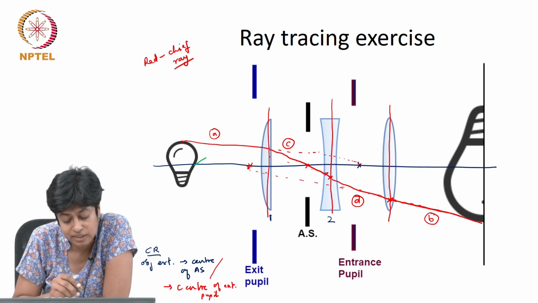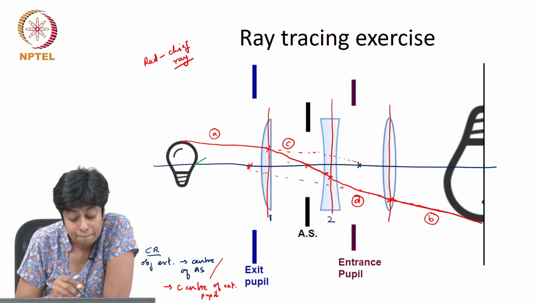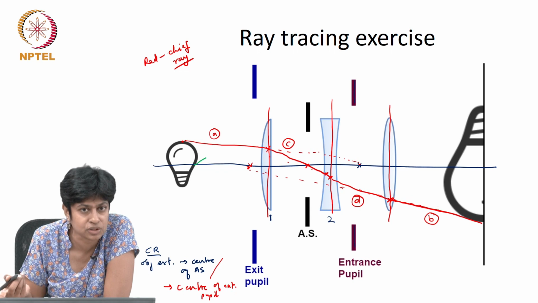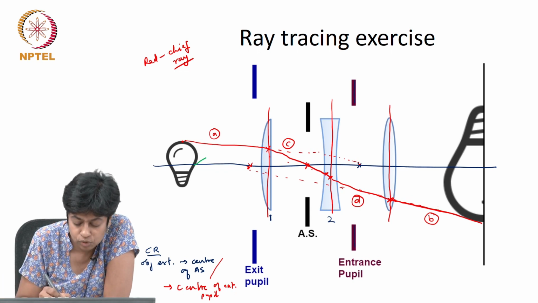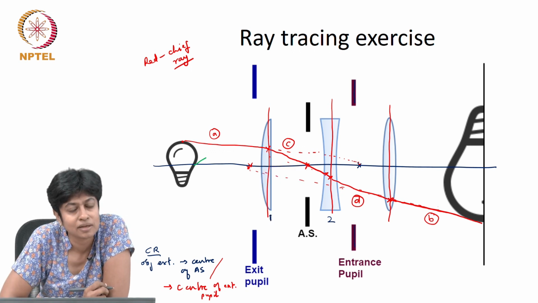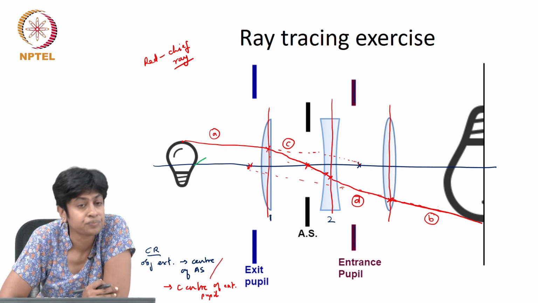How did we draw segment C? Well, from this point, we know the ray must go through the center of the aperture stop, since the next element is the aperture stop. So I know I have to draw a straight line from this point to this point. And so I continue that straight line on till I reach the next element with power. Does that answer your question? Is this clear to everyone, or are there any more doubts?